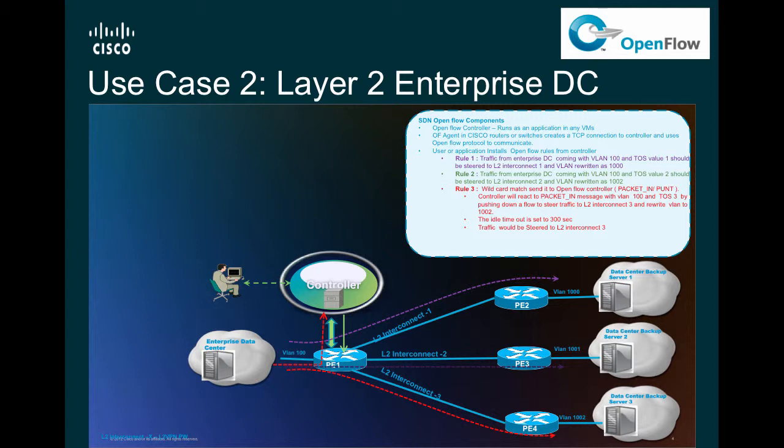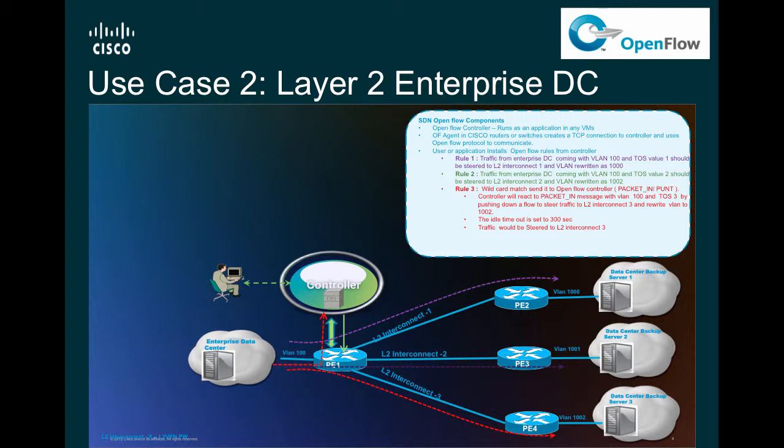So what does OpenFlow do? OpenFlow can give you a very neat solution. With OpenFlow, you can match on any layer 2 header fields and appropriately steer the traffic. In this case, we could take the priority bits. We could match on the incoming VLAN and the priority and steer the traffic to go on a particular layer 2 interconnect. And if you want, you can also rewrite the VLAN.